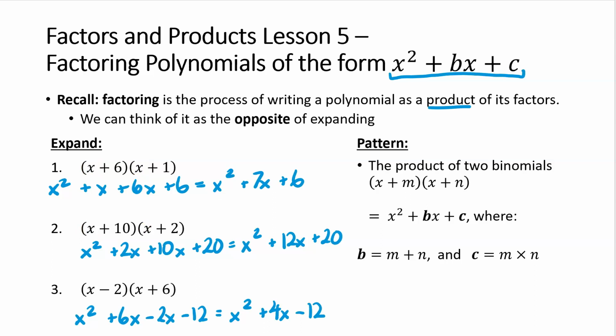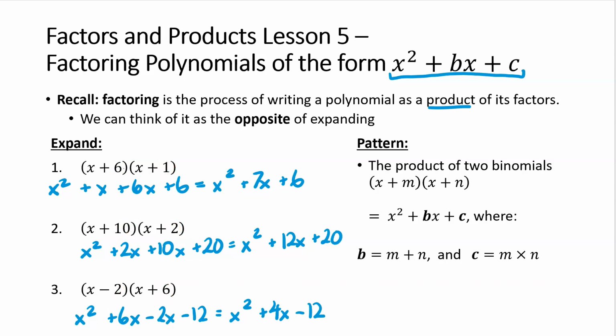Now, how about the middle number? Where does this 7 come from? Well, this 7 came from the 6 and the 1, because you went x times 1 is 1x, and 6 times x is 6x, for a total of 7x. So that middle number, 7, is just the 6 plus the 1. Just like this middle number 12 is the 10 plus the 2. Or the middle number 4 in this case is the negative 2 plus the 6.